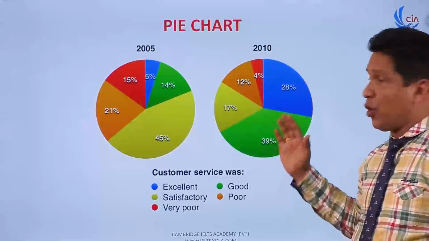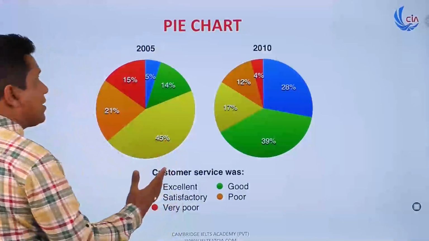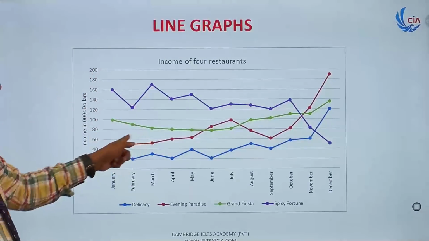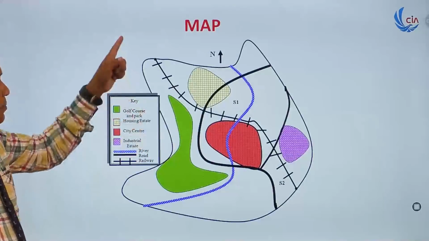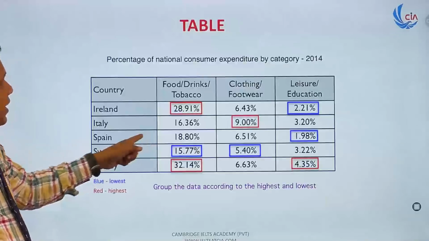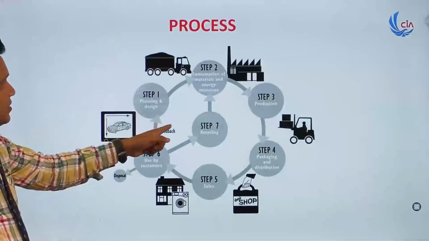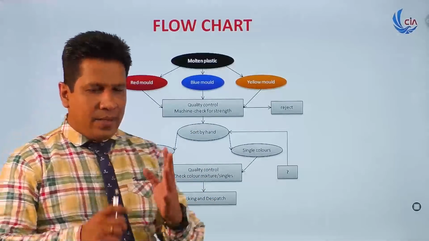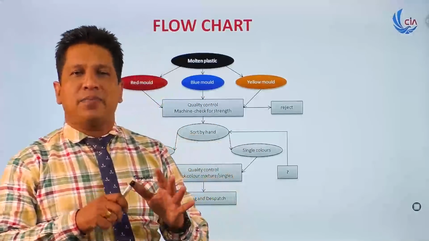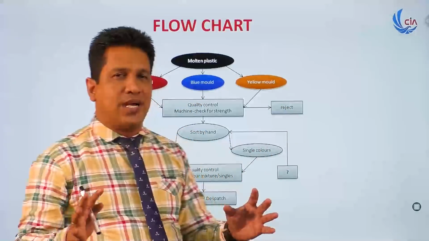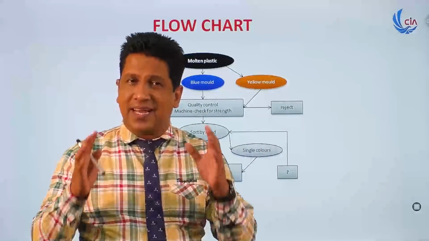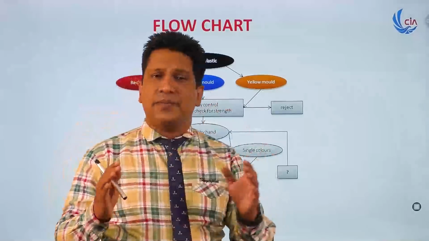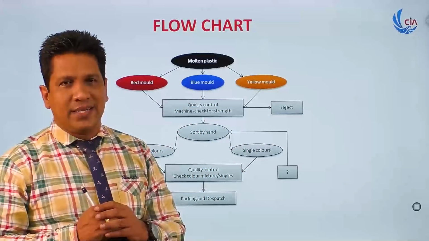These are the options. Option 1, this is pie chart. This is bar chart. This one is line graph. This is plan. This is a map. This is diagram and table, process and flow chart. These are the nine. What are they once again? Bar chart, pie chart, line graph, plan, map, diagram, table, process and flow chart. Nine concepts you can meet in IELTS academic task 1. For this academic task 1 you get only 20 minutes.